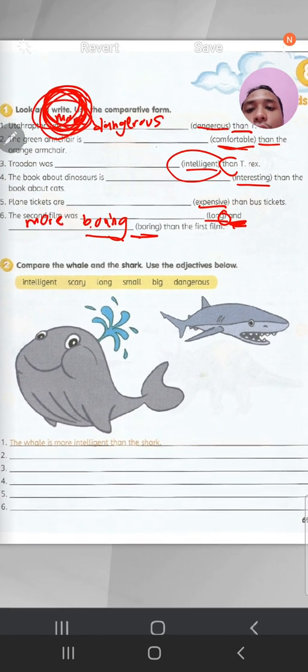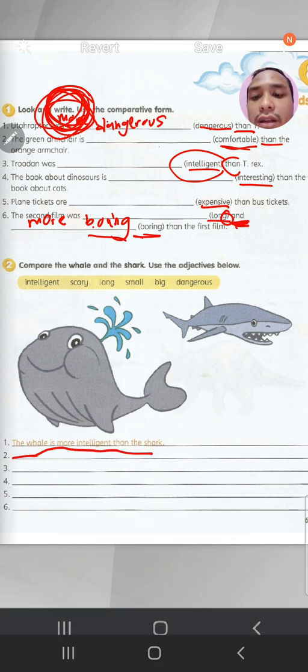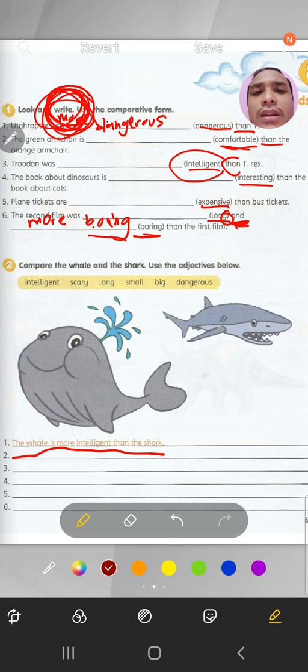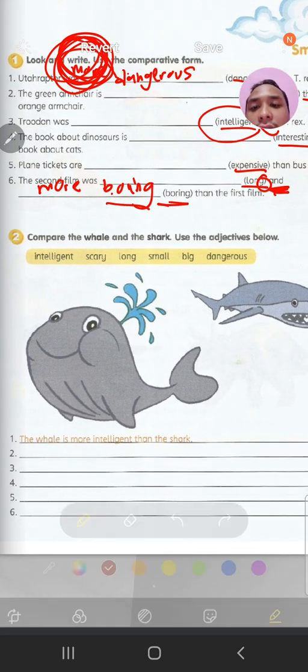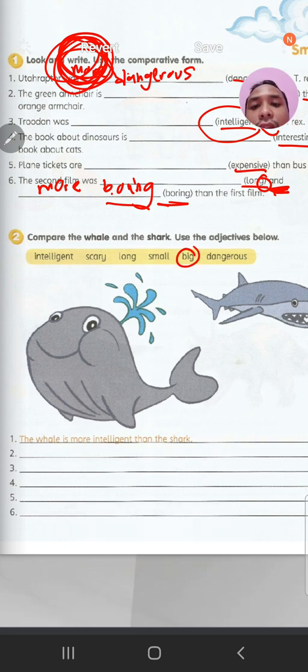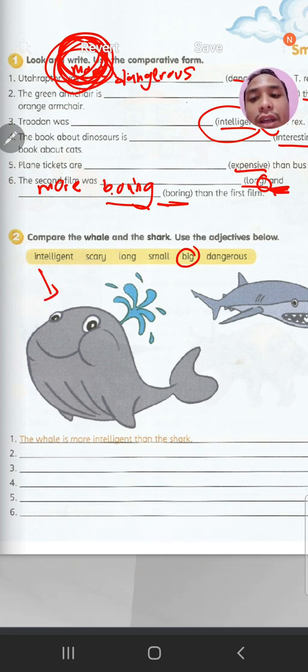Okay, last question. Compare the whale and the shark. Use the adjective below. Dia dah bagi contoh tu. The whale is more intelligent than the shark. Is it correct? Doesn't matter. Betul ke salah? It doesn't matter. Just I want the question ask you to write comparative adjective. So jangan risau salah atau betul. Understand? Okay, saya bagi contoh big lah. How do you want to write big? Okay, which one is big? Which one is bigger? Yang mana lebih besar? Whale. Okay, awak dah tahu whale lagi besar.